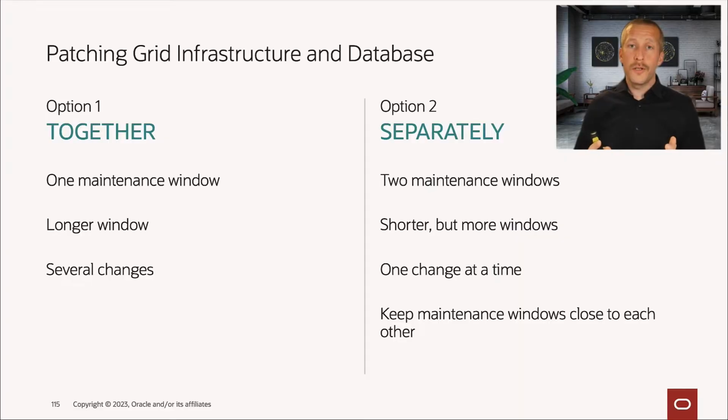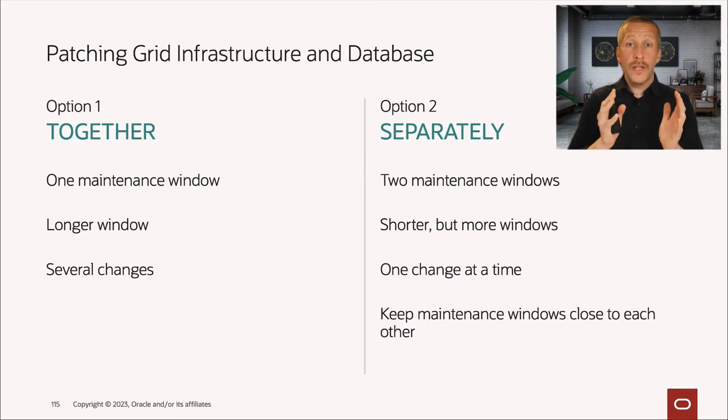Now, it's not only about patching grid infrastructure, it's also about patching the database. There are two options here. Either you can patch GI and the database together, or you can do it separately. If you do it together, you only need to take one outage, you have one maintenance window, but it needs to be so long that you can patch first GI and the database. In contrast to that, if you patch GI and database separately, you need to arrange for two maintenance windows, but they'll be shorter because there's only one operation in each of them.